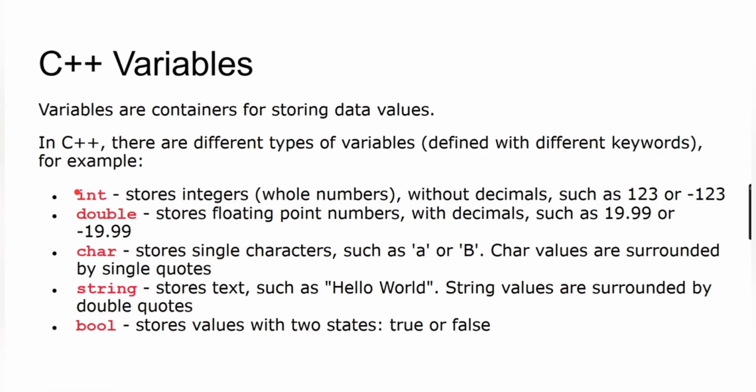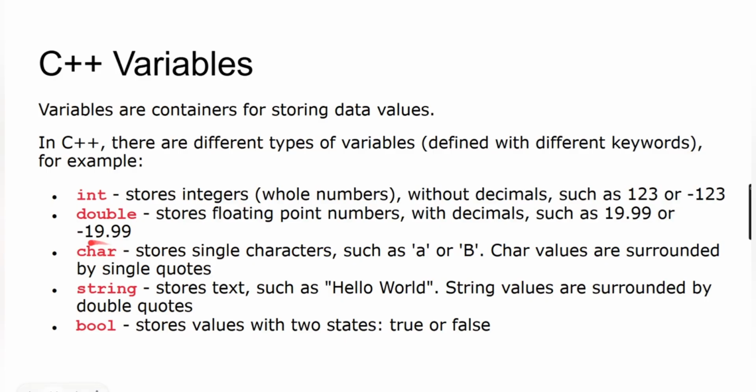So the variable can be int. Int is used to store integers without decimals. Okay, without decimals. For example, 123 positive, also negative 123. Then we have a double data type that is used to store floating point numbers with decimals. So if you want to store a decimal, then you need to make use of double.